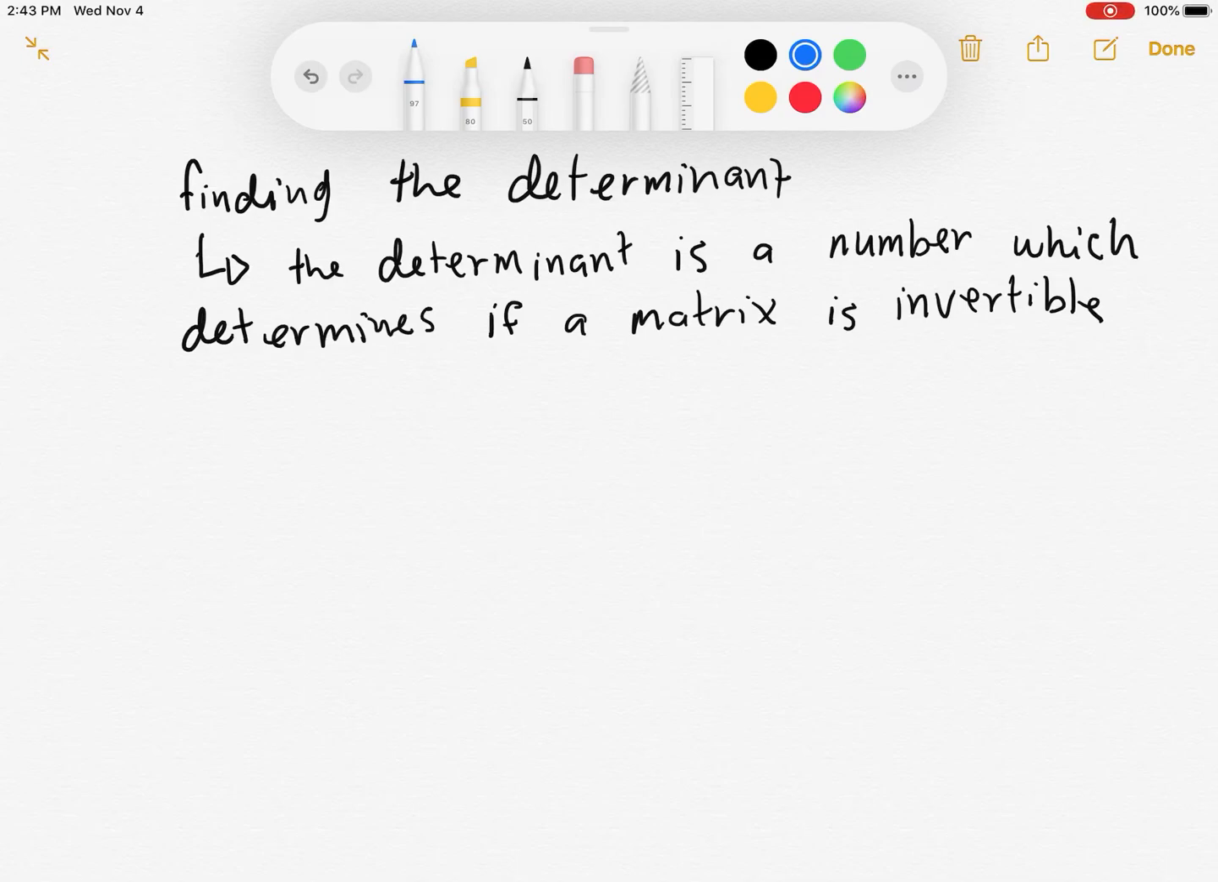Today we're talking about the determinant. The determinant is a number which determines if a matrix is invertible. We'll talk more about what an invertible matrix is tomorrow. For now, just know that every matrix has one, although we generally talk about determinants when it comes to square matrices, which are matrices that have even dimensions.